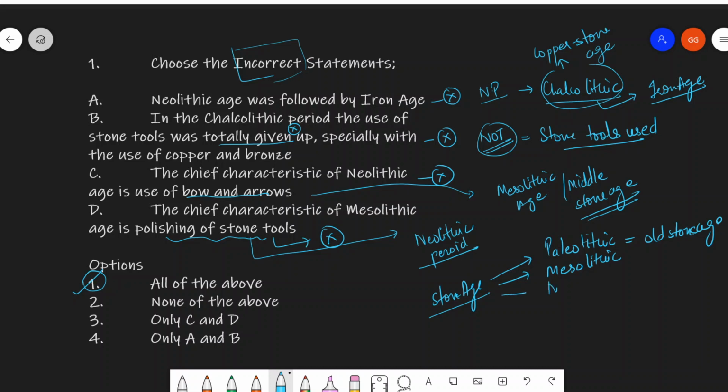Then the third is Neolithic. In the Neolithic, the chief characteristics are the practice of agriculture, domestication of animals, and polishing of the stone tools. So this is the reason why you understand that these statements are false. Then after the Neolithic came the Metal Age, which we understand as the Chalcolithic period. And then there was the Iron Age. So these are all the ages that we've talked about. So this is about question number 1. All the above statements are incorrect. Let's get on to the next question.